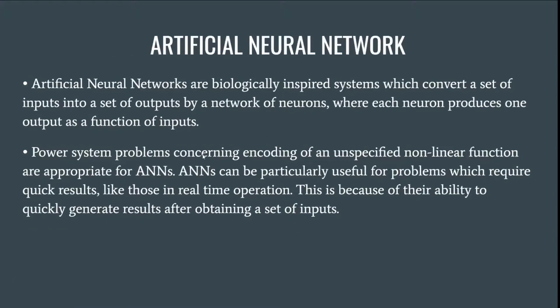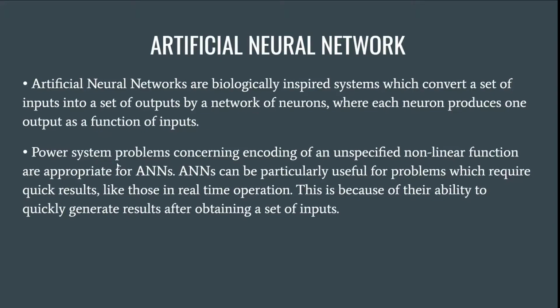Now let's see the artificial neural networks and their implementation in power systems. For decades, biological neuron firing in our brain has been of interest to computer scientists. This is implemented in artificial neural networks. Thus, they are biologically inspired systems which convert a set of inputs into a set of outputs by a network of neurons, where each neuron produces one output as a function of its inputs.